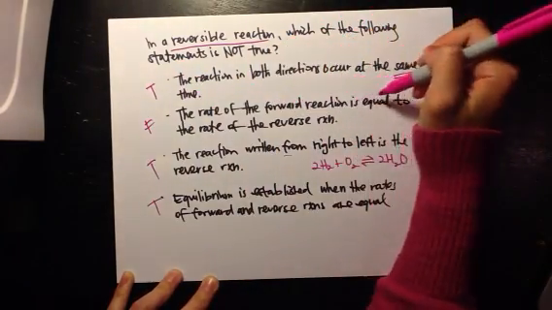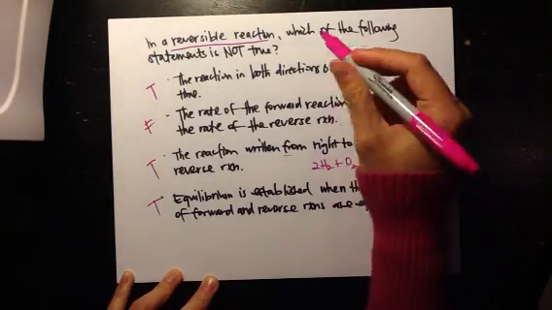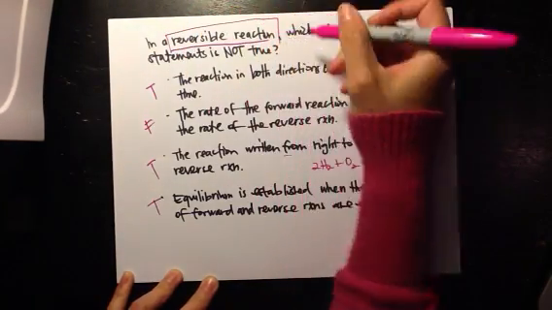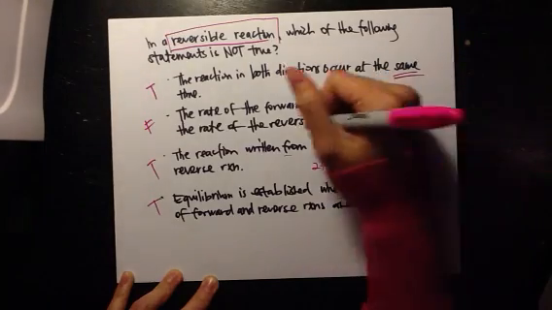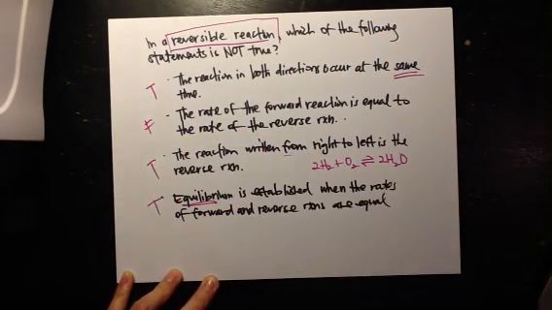The rate of the forward reaction is equal to the rate of the reverse reaction, right? In a reversible reaction, this is not a true statement. This will only become a true statement when you reach equilibrium.